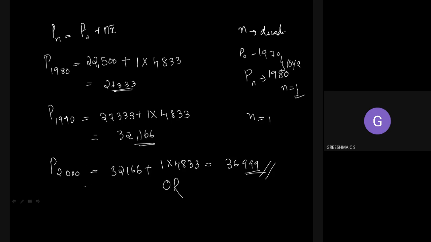Again, I think I can use the bottom portion. So I'll use the bottom portion. So this is one method you can find out the population.